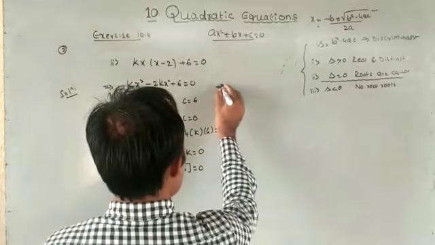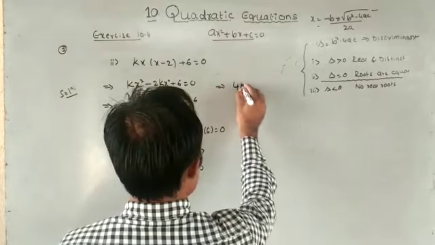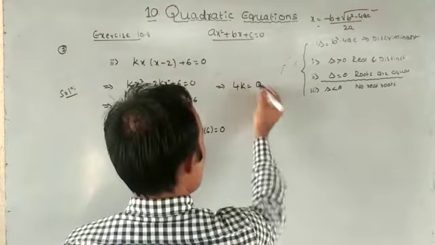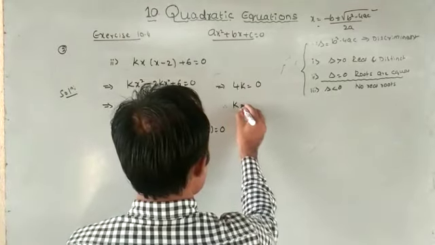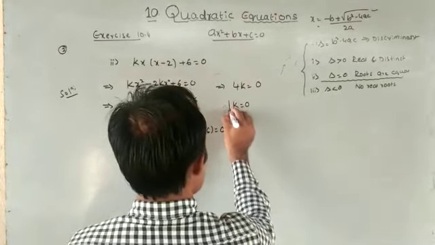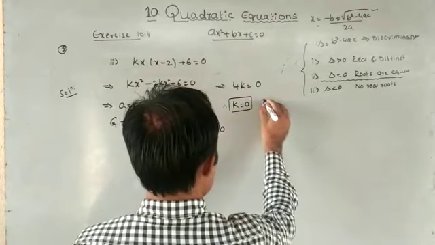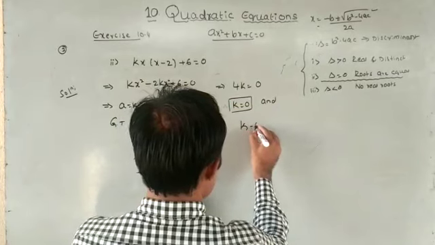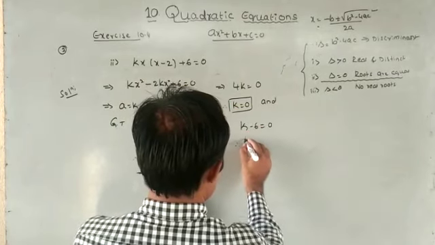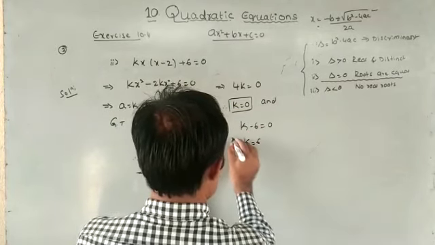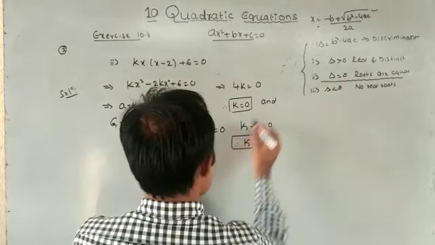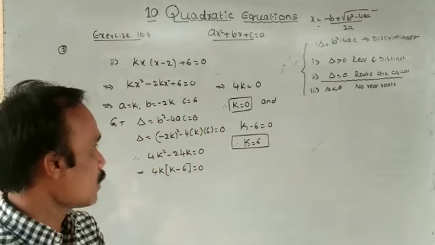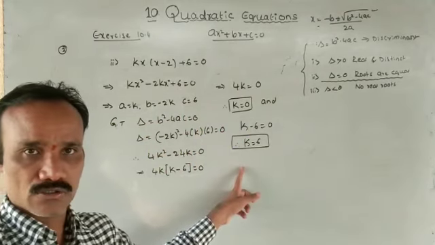So write one by one: 4k is equal to 0, and k minus 6 is equal to 0. Therefore, the first answer is k is equal to 0, and another answer is k minus 6 is equal to 0, therefore k is equal to 6. So these two are the answers: k is equal to 0 and k is equal to 6. Is it clear?